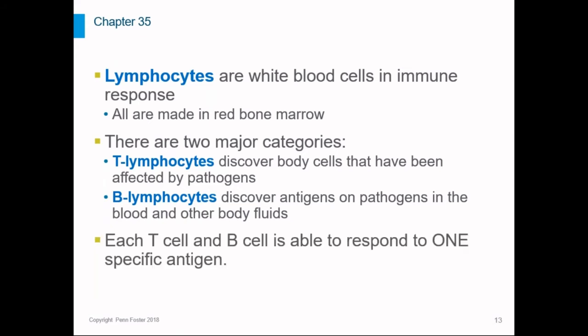The body has to have many varieties of different T and B cells because each one is only able to respond to one specific antigen. Okay, and we're going to look on the next two slides about the specific responses that can happen from the T and B cells when they find a problem.